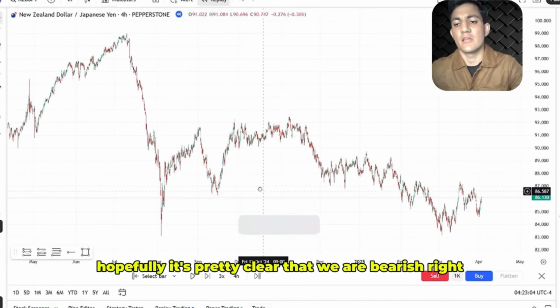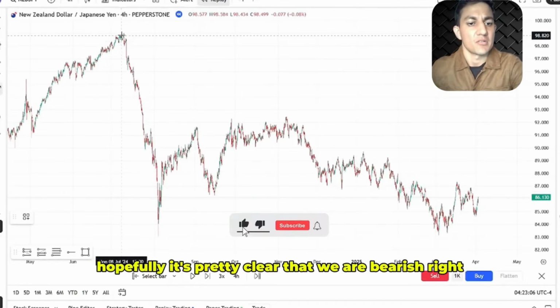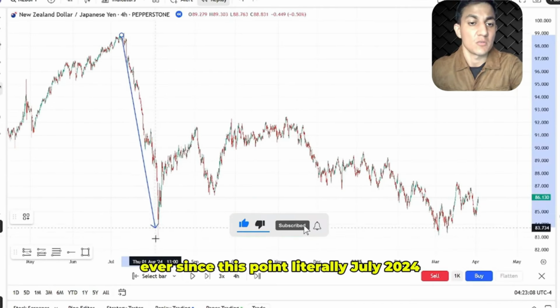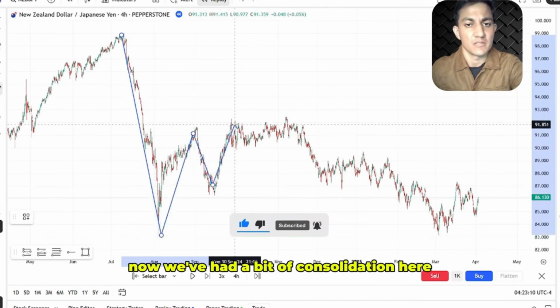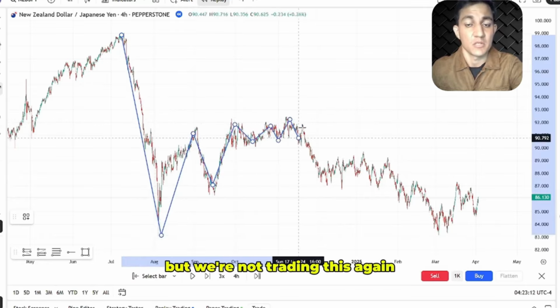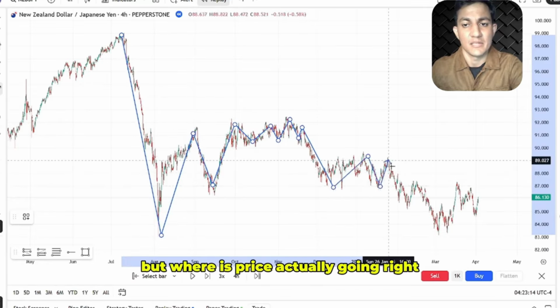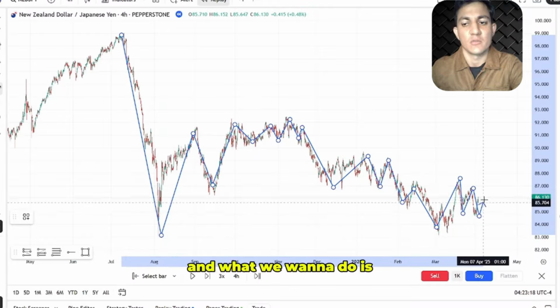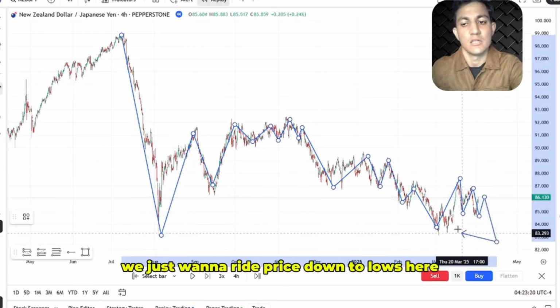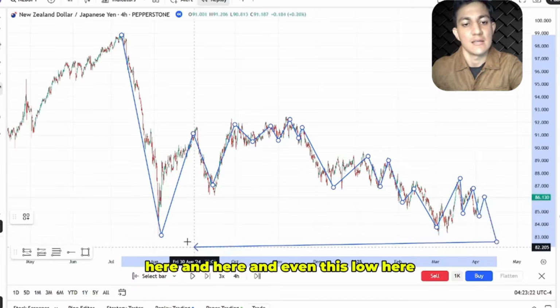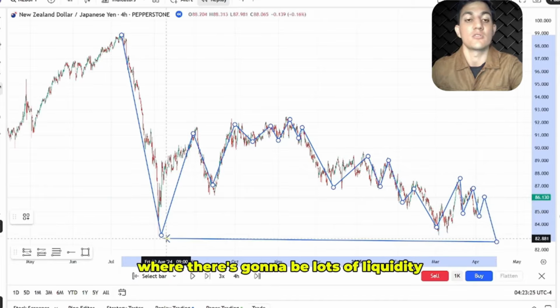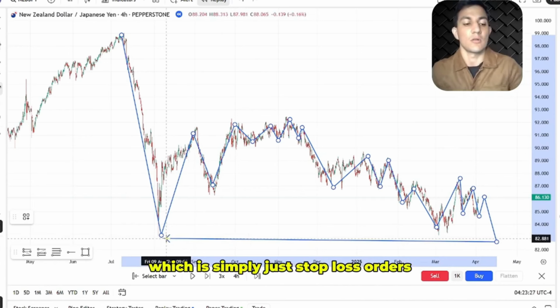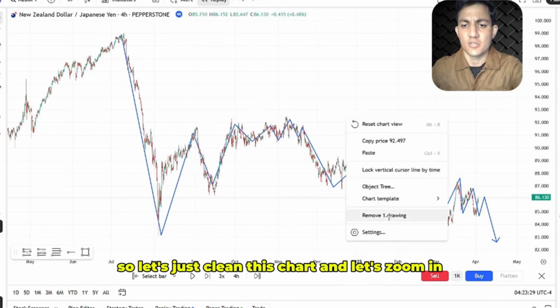Now, hopefully, it's pretty clear that we are bearish. Ever since this point, literally July 2024, we've been bearish. Now, we've had a bit of consolidation here, but we're not trading this. Again, it consolidates a bit, but where is price actually going? It's dropping, it's giving us retracement, and what we want to do is just ride price down to lows here, here, and here, and even this low here, where there's going to be lots of liquidity, which is simply just stop loss orders. So let's just clean this chart and let's zoom in.